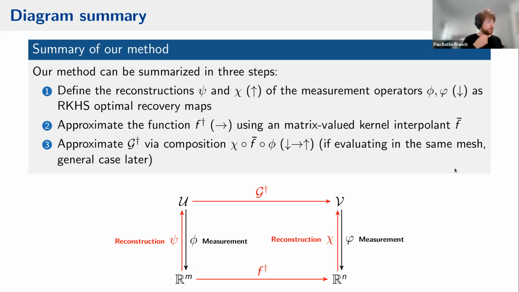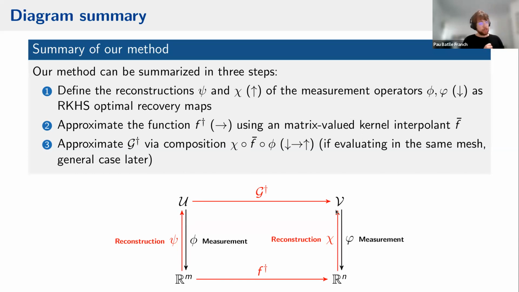So once we have these reconstructions, which are these up arrows, what we're going to do to approximate this operator G dagger is to first approximate F dagger, this right arrow, using a matrix valued kernel. And then we're going to approximate G dagger via this composition, in which if we're given an element of U, we're first going to evaluate it on the mesh, then apply the learned F dagger, and then use the reconstruction operator in case we want an element of B.